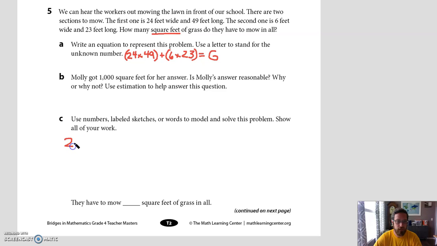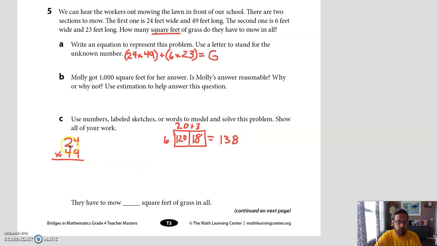So I'm going to set up 24 times 49 here, and I'm going to do that using standard algorithm, and then over here I'll do 6 times 23 using the area model. And again, now that you have exposure to both, use what you feel most comfortable with as a mathematician that's most efficient for you. Then I'm going to do 20 plus 3 here. I'll start there. 6 times 3 is 18. 6 times 2 is 12 and a 0, so that's 120. So this would be 138 if I add it together.